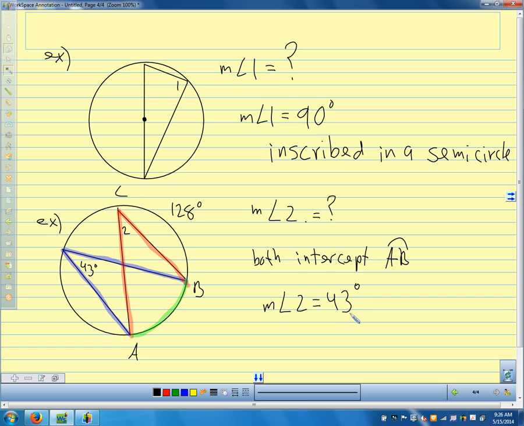And if we didn't remember that corollary, we could figure it out. To go from this angle to the arc, what do we do? Double it, times 2. So the arc is going to be 86 degrees. To go from the arc to the angle, we divide by 2. 86 divided by 2 is 43 degrees. So we can figure it out either way. We could remember a corollary, that because these intercept the same arc, they're congruent, or we could figure out the measure of the arc, and then figure out the measure of the angle from that. We could do it either way.